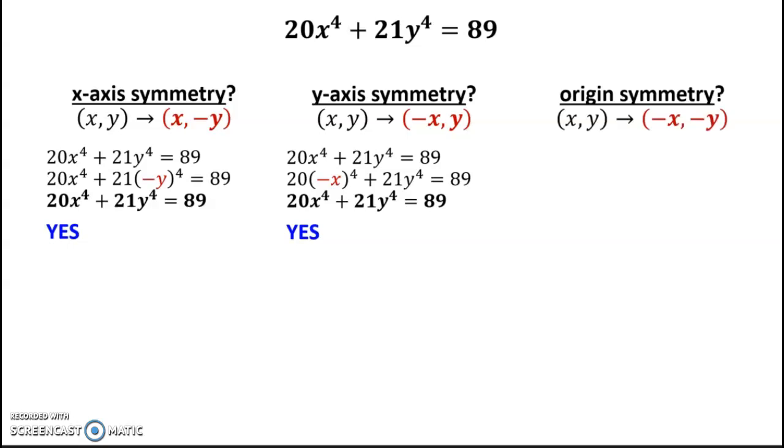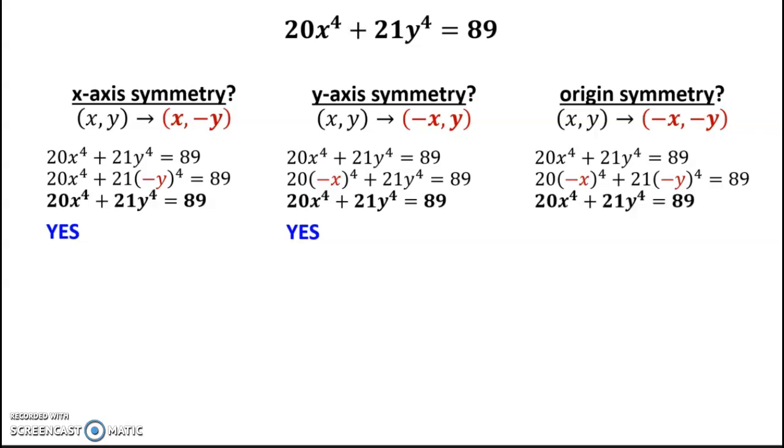Lastly, for origin, we replace both the x and the y with negatives. Again, we have negative values raised to even powers, which makes them positive, and we got our original back. So this one is a yes for all three.